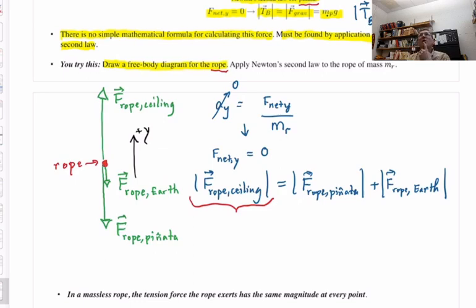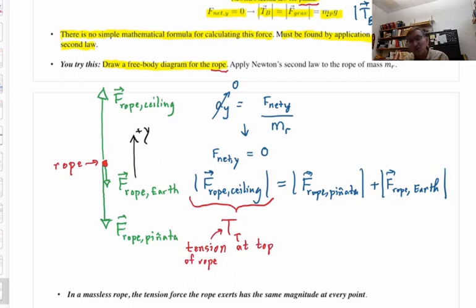But wait, force on ceiling due to rope. The force due to a rope is called tension. So my whole point is that this magnitude of the force on the left is the magnitude of the tension force in the rope, specifically the tension force at the top of the rope, because that's where the ceiling is, right? So I'm going to denote this capital T sub T. Tension at top of rope. Okay?